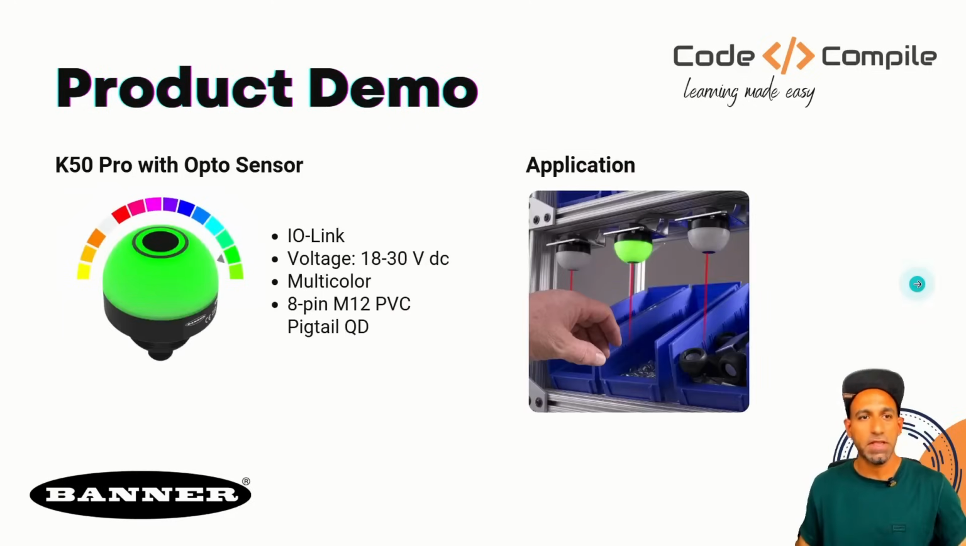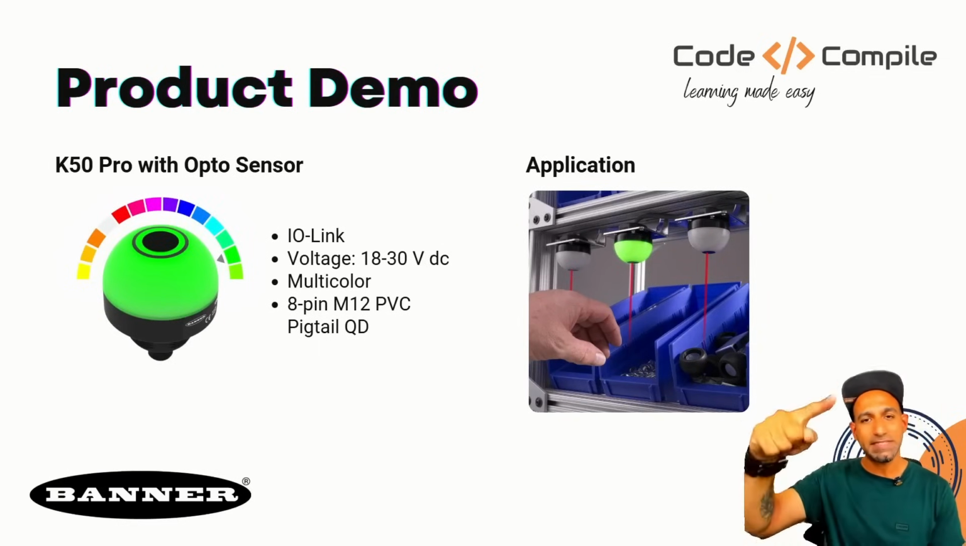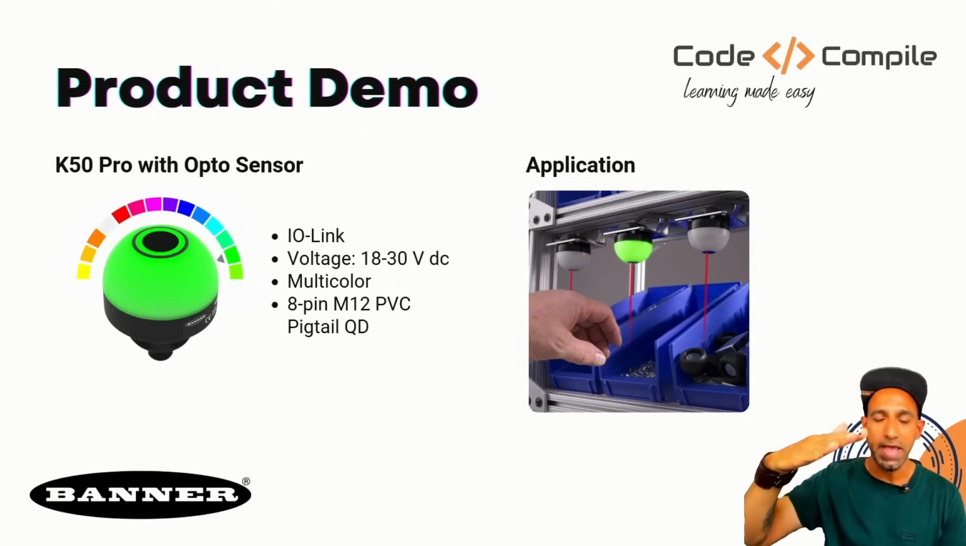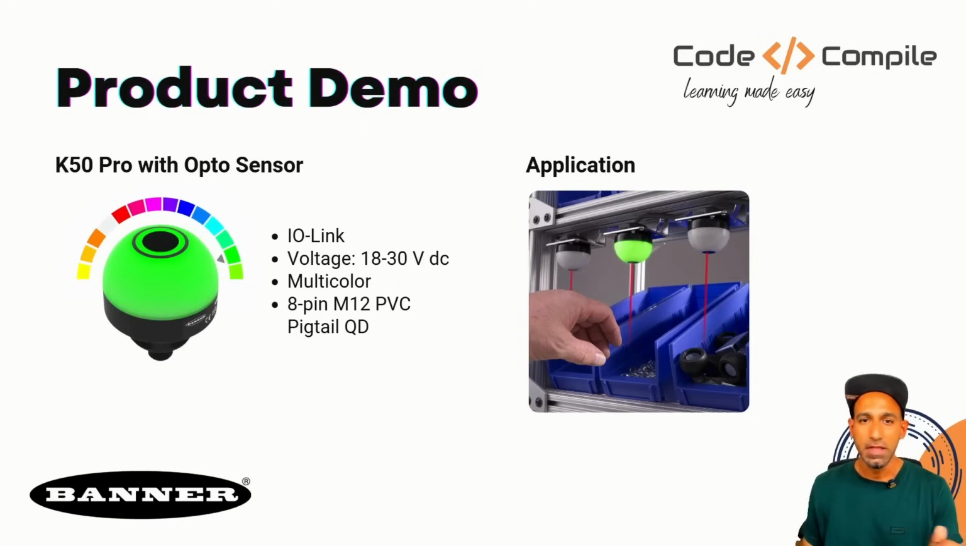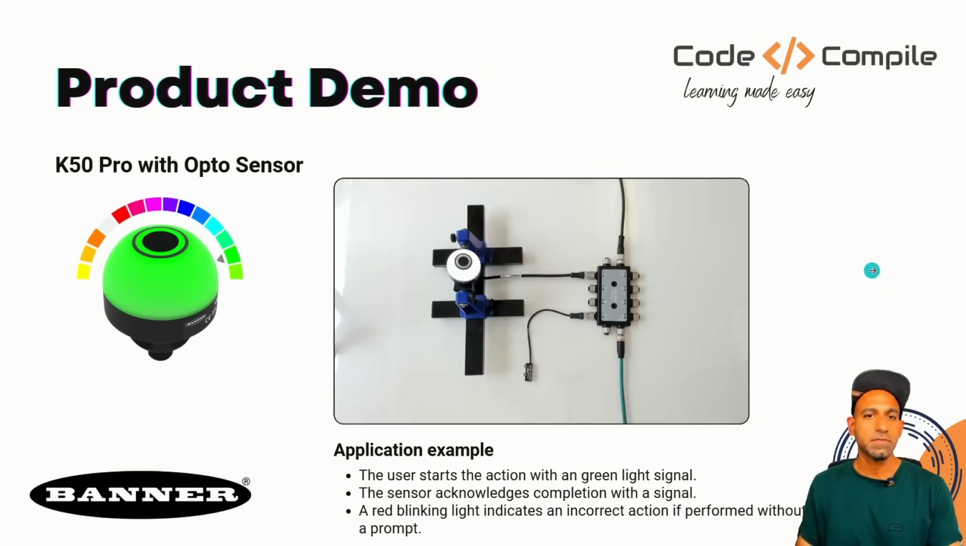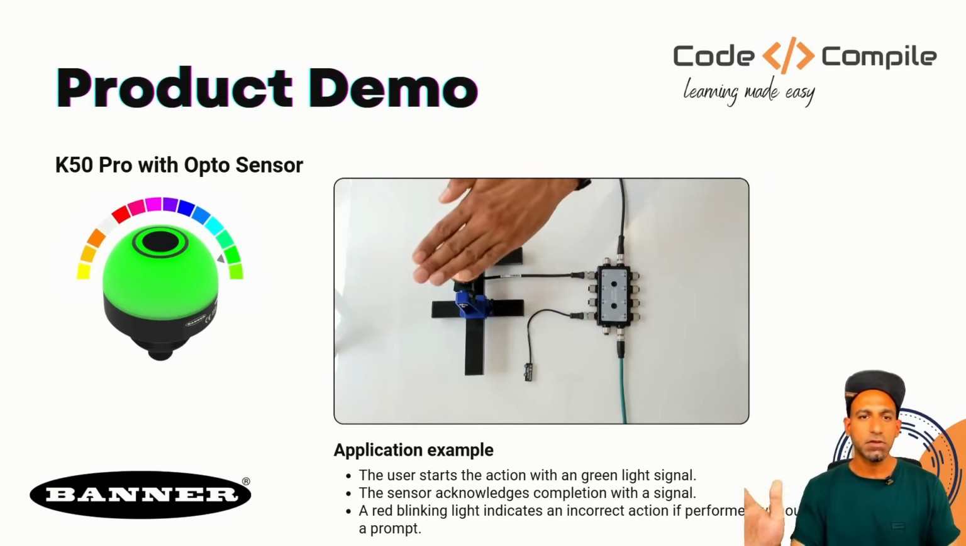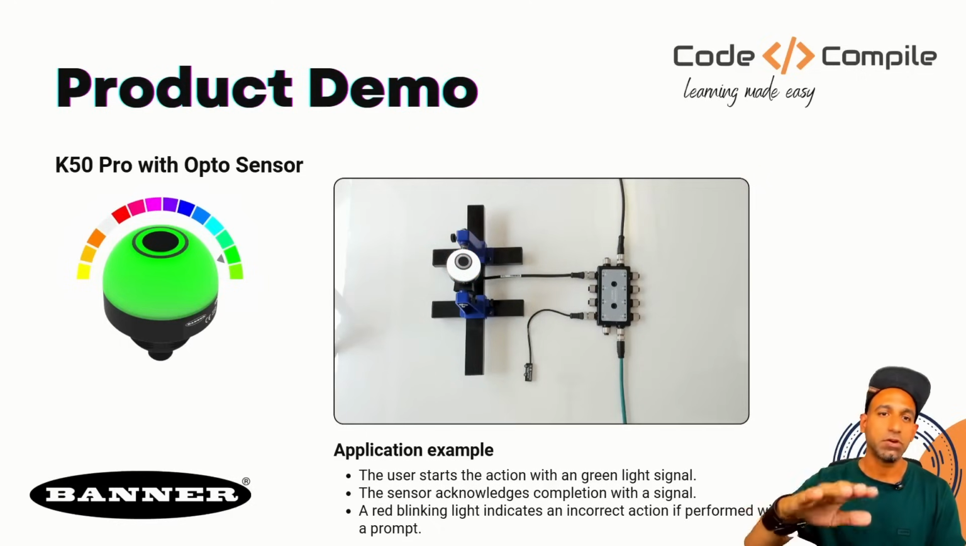Okay, similar to that, we have another device, K50 Pro with opto sensor. In the last device, you have to touch it, and here you have a sensor which will also tell you the distance between your hand and the sensor as well. All right, so similar application with that. Again, the device is turned white, the box arrives, it turns green, tells you to do something. Once you're done, just acknowledge it with a hand without touching it.